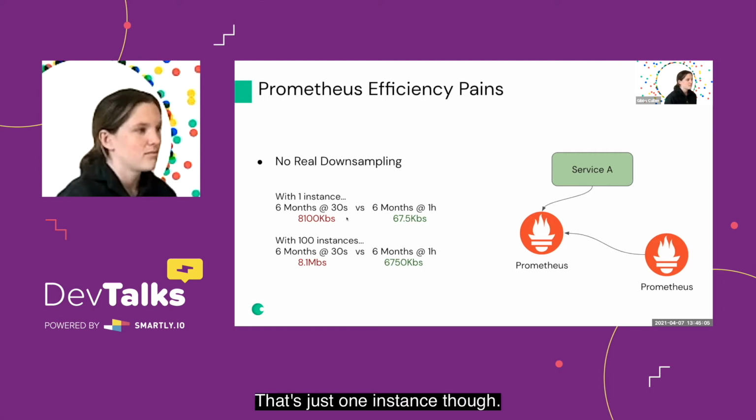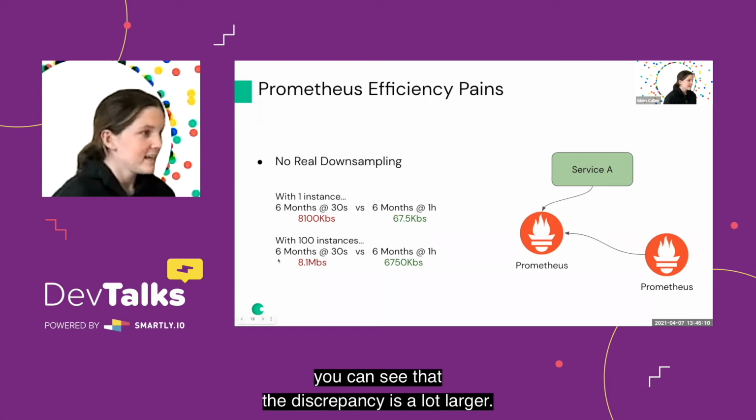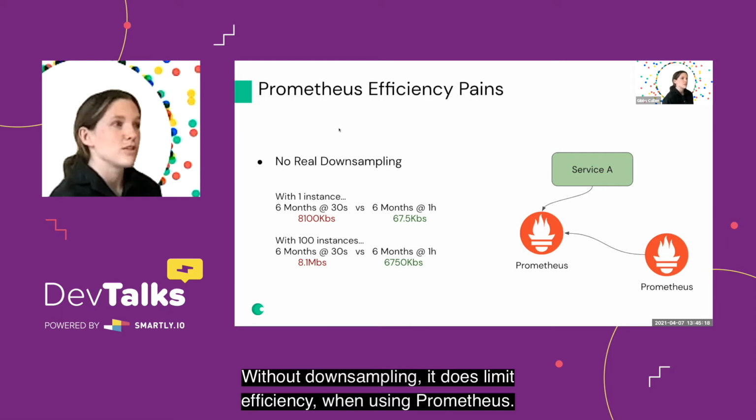That's just with one instance though. If you were to do this across 100 instances, now you can see that the discrepancy is a lot larger. So without having that downsampling, it really does limit the efficiency side of things when using Prometheus.